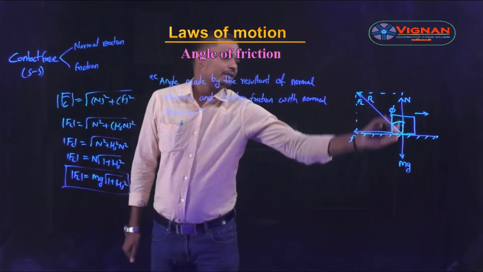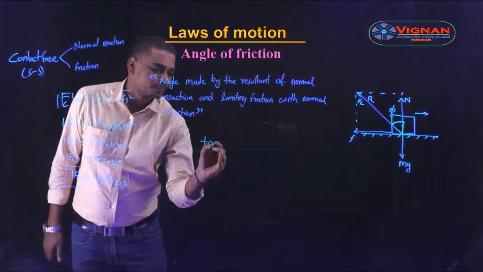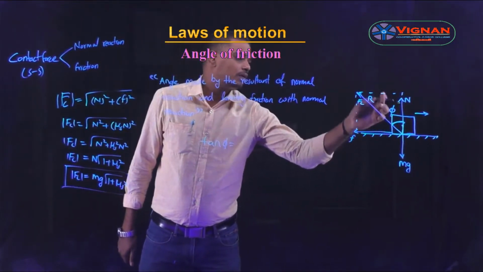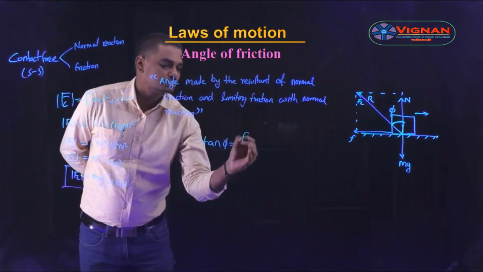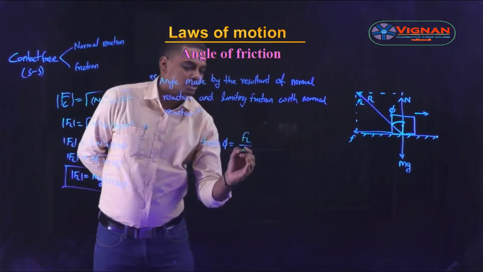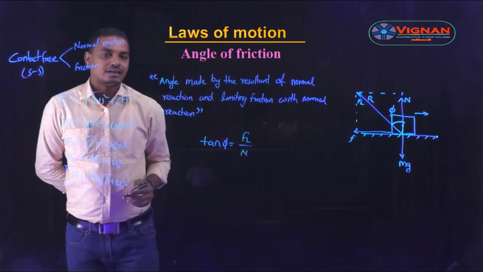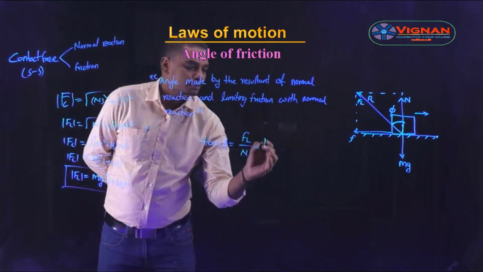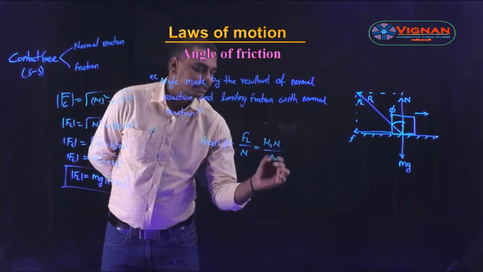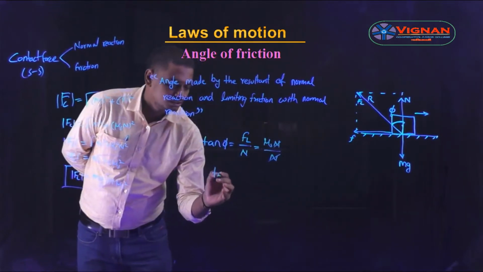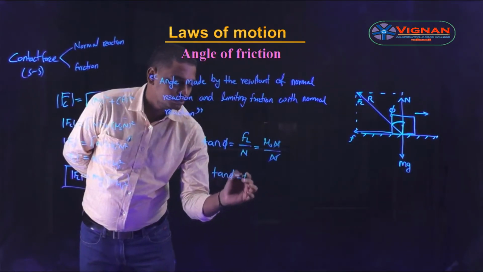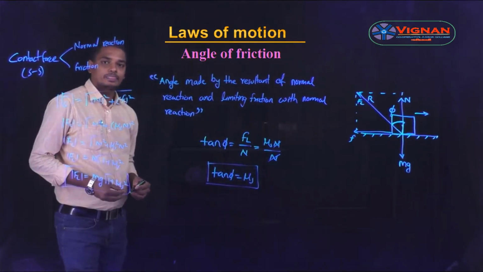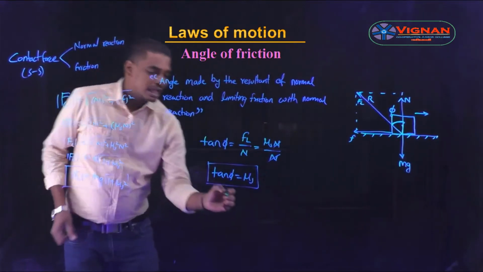So from this triangle, tan phi is nothing but opposite side by adjacent side. Opposite side is the limiting frictional force Fl, divided by adjacent side, the normal reaction N. Tan phi is equal to Fl by N. So limiting frictional force Fl is mu s into N divided by N. So N gets cancelled. So tan phi is equal to mu s. So mu s is equal to tan phi, where phi is the angle of friction.